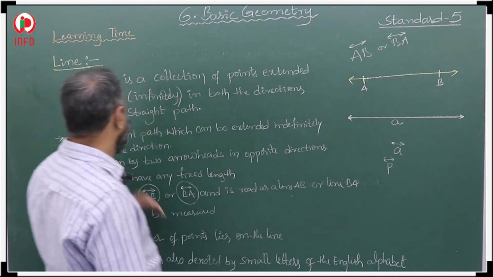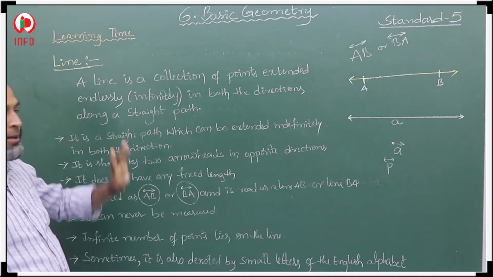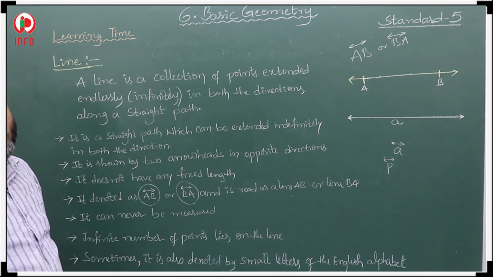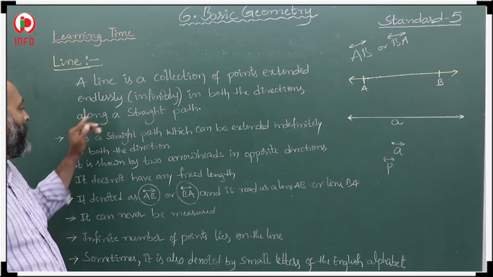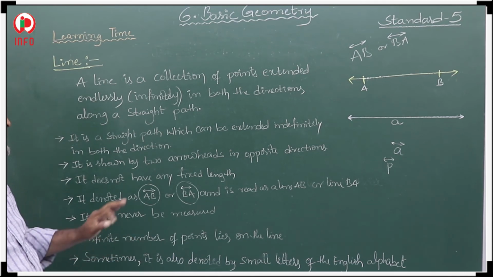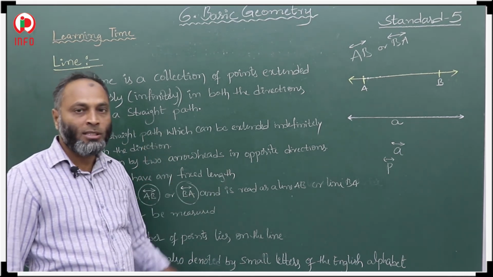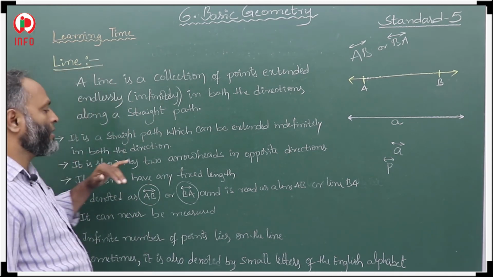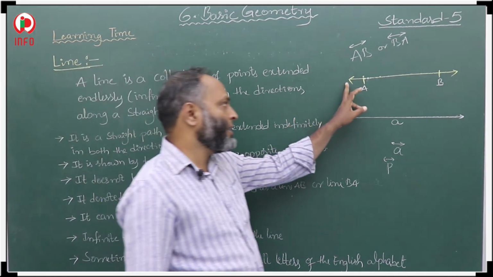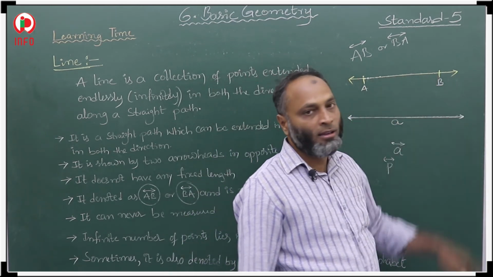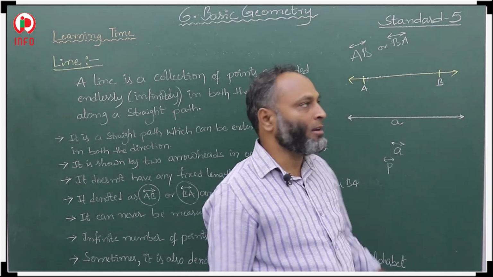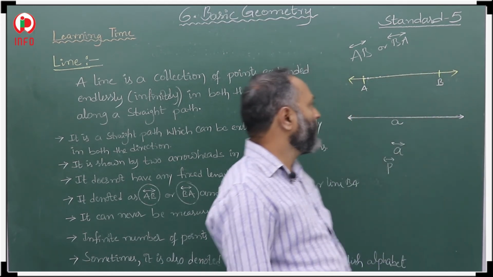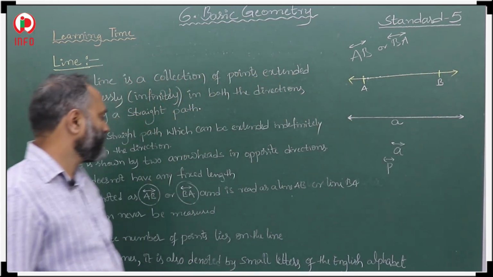Next, properties. It is a straight path. So it is a straight line. A line is a straight path which can extend infinitely in both directions. This is already in the definition we explained. The second property: it shows two arrowheads. So how to show this line? By using two arrows in opposite directions. One arrowhead is on the right side, another is on the left side. By showing two arrowheads, we show the line.